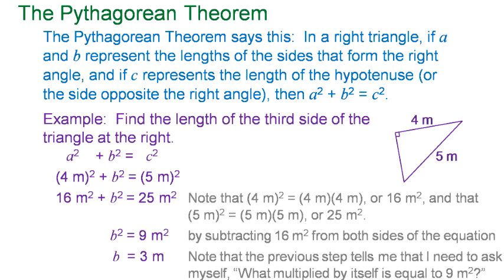Now let's think about what this equation means. The exponent of 2 on the b tells me that I multiplied something by itself to get 9 square meters. Since 3 meters times 3 meters is equal to 9 square meters, I can say that b must equal 3 meters.